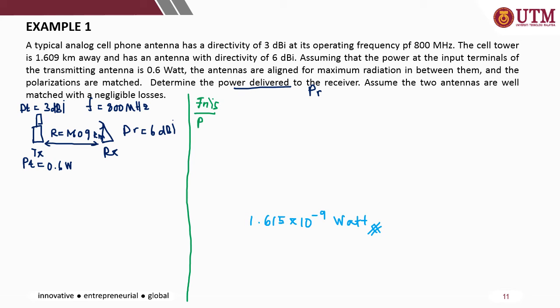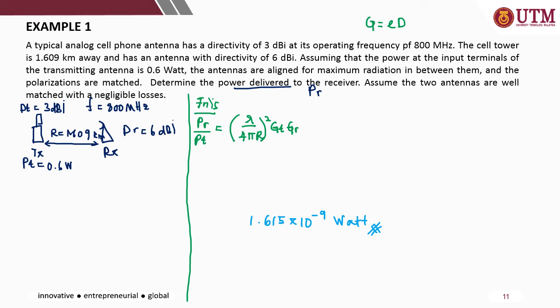we know that the ratio between the PR divided by PT is equal to lambda over 4 pi r squared GTGR. Okay, this is the general equation assuming that all the antennas are aligned, well matched, and negligible loss. So we have seen also the G is actually the efficiency multiplied by the directivity. So for both the transmitter and the receiver.